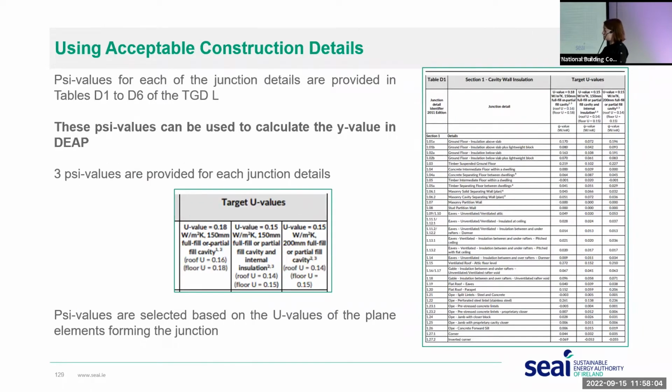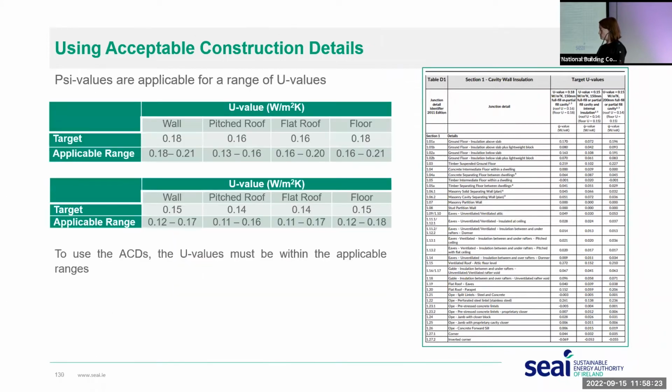The SEAI values for each of the junction details are provided in the tables D1 to D6, and the SEAI values can be used to calculate the Y value in DEAP. And there's 3 SEAI values for each junction detail, and the SEAI values are selected based on the U values of the plane elements forming the junction. The SEAI values are applicable for a range of junctions, and to use the ACDs, the U values must be within the applicable ranges.